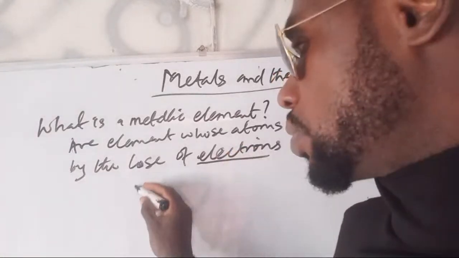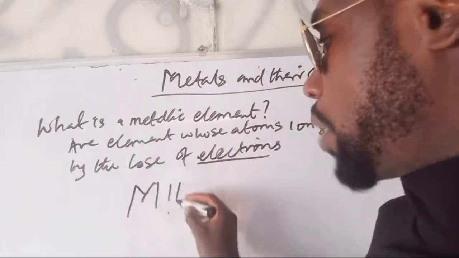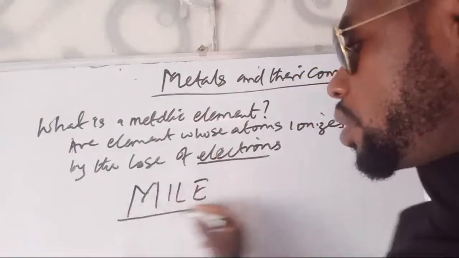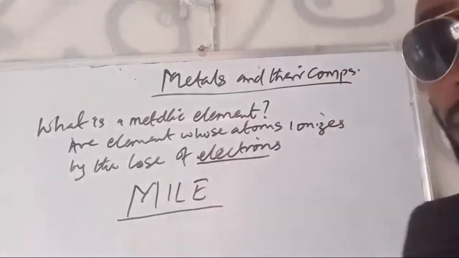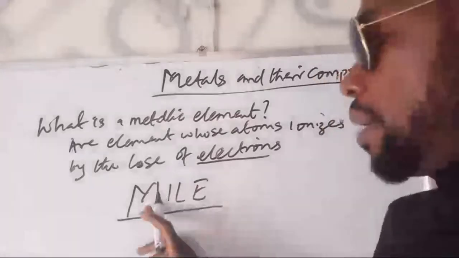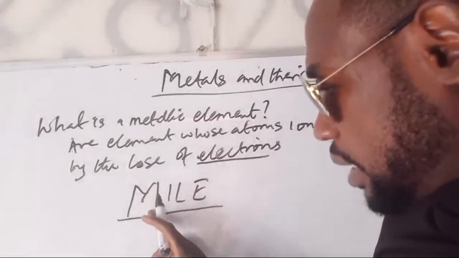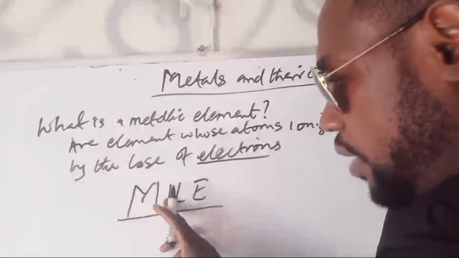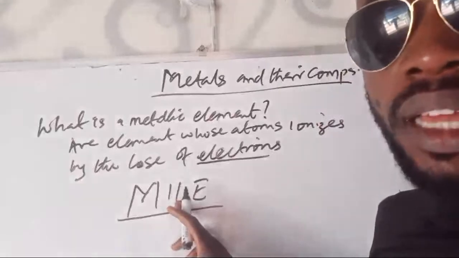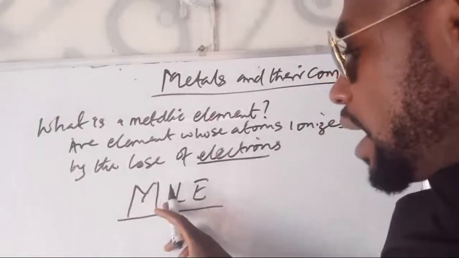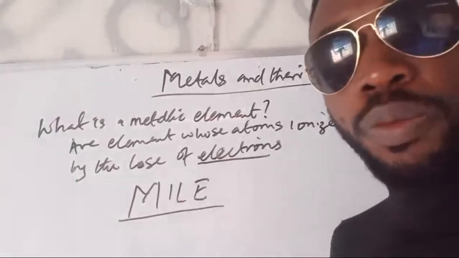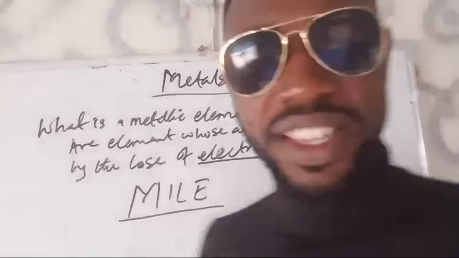metallic element. You use this acronym MILE. This acronym can help you get the meaning of a metal. MILE means: M is for metals, I is for ionize, L is for loss, and E is for electrons. So metals ionize by loss of electrons. So one can summarily say that metals are MILE.